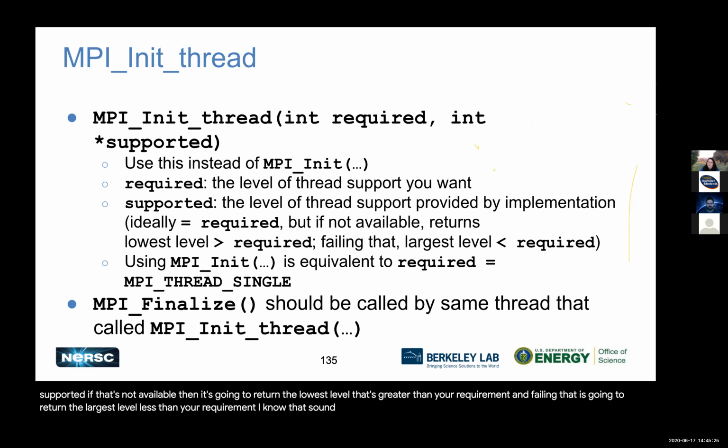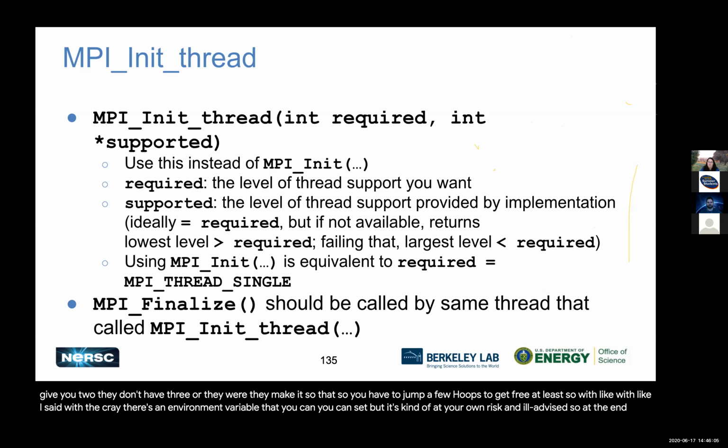I know that sounds kind of weird. Why would it give you the greater one? Well, it wants to give you as much as it possibly can. And I don't know of any implementations where they've implemented 0 and 2, but not 1. A lot of times, if you're asking for 3, they're going to give you 2. They don't have 3, or you have to jump through a few hoops to get 3. Like I said with the Cray, there's an environment variable you can set, but it's at your own risk and ill-advised.